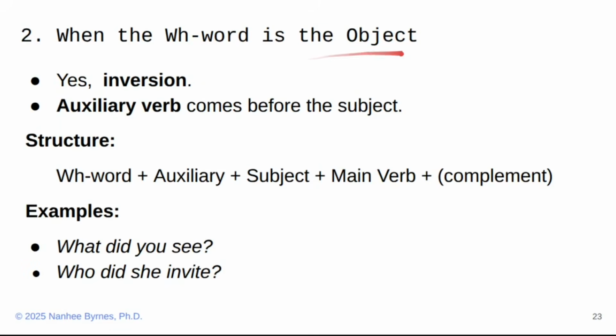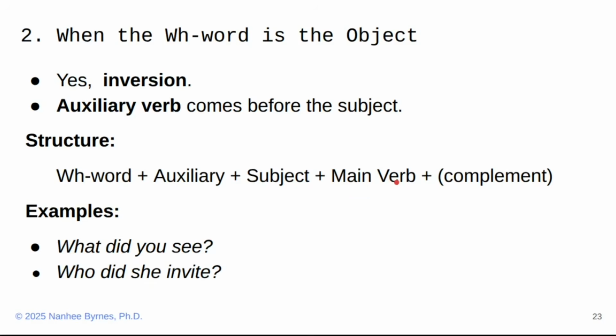Next, when the WH word is the object. If the WH word is receiving the action instead of performing it, then English uses inversion. This means we flip the normal order and place the auxiliary verb, such as do, does, or did, before the subject. For example, what did you see? Here, what is the object of see? Or, who did she invite? In this case, who is the object of invite. So, whenever the WH word is the object, we invert the order. WH word, auxiliary, subject, and main verb.